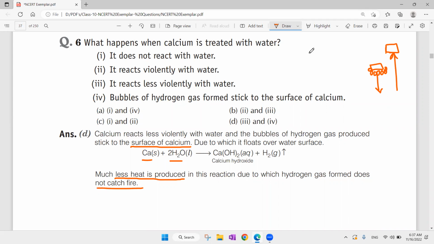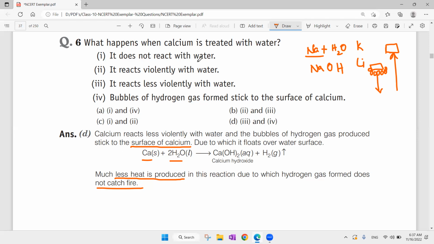If you can observe sodium, if you are adding it into water, a huge amount of heat is produced and it produces NaOH, sodium hydroxide. Huge amount of heat is produced. At the same time, hydrogen gas will also be evolving more, so that it will catch fire. Sodium, potassium, lithium, these elements will be catching fire, not calcium.